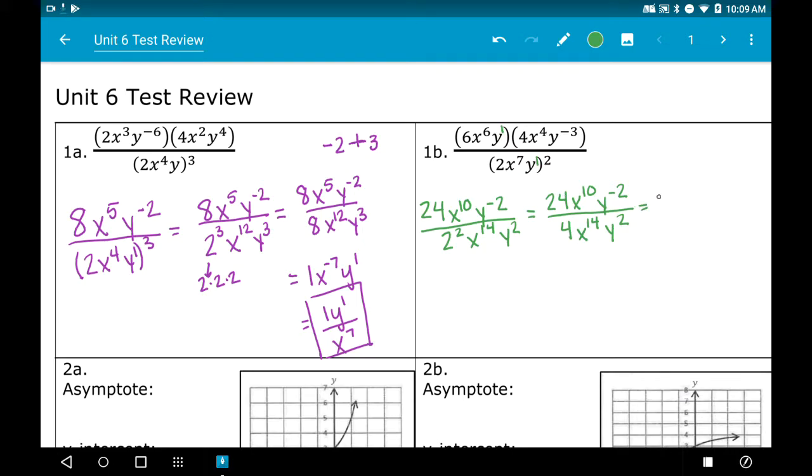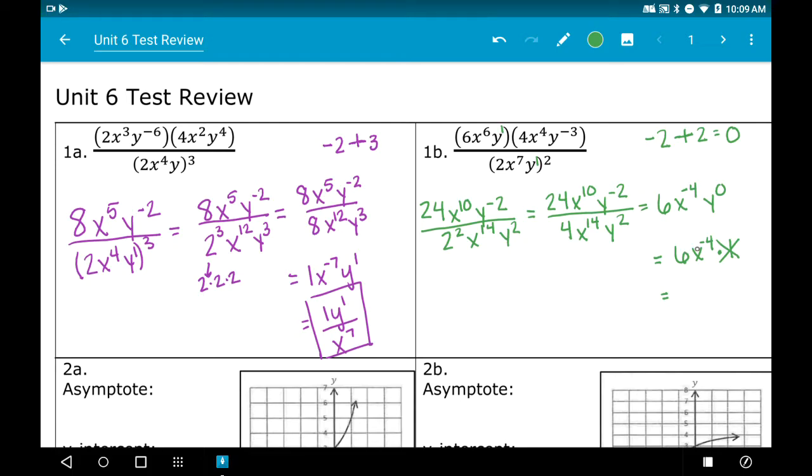So then 24 divided by 4 is 6. You subtract when you're dividing, so 10 minus 14, x to the negative 4. And negative 2 minus negative 2, again that becomes a plus. And negative 2 plus 2 is 0, so y to the 0. So then we get 6x to the negative 4. And then y to the 0 just turns into a 1. So we're just multiplying that by 1. But this really doesn't affect anything, so we're not going to worry about it.